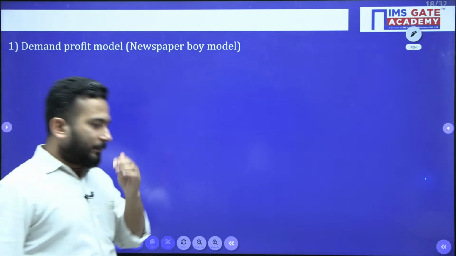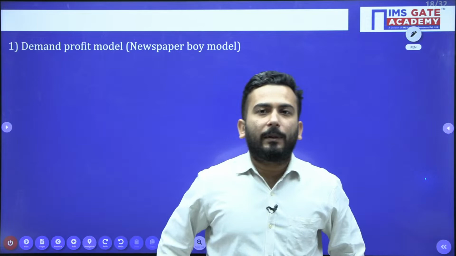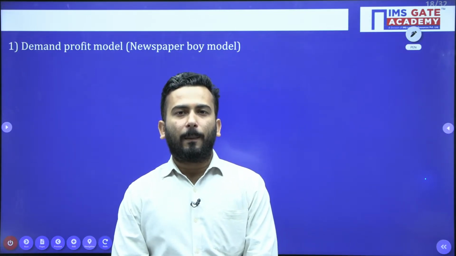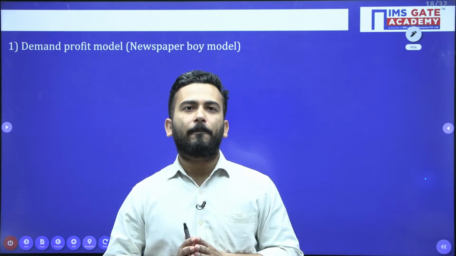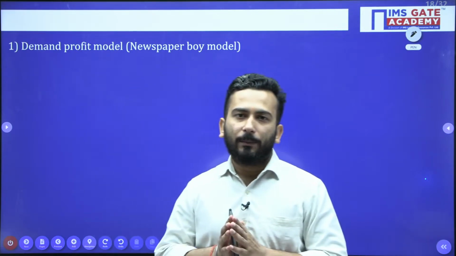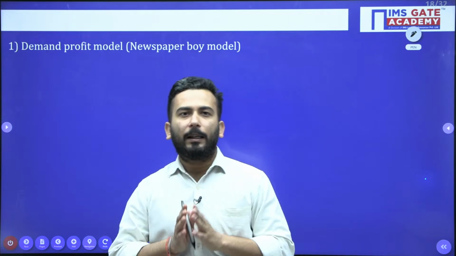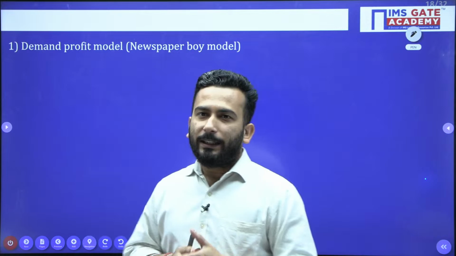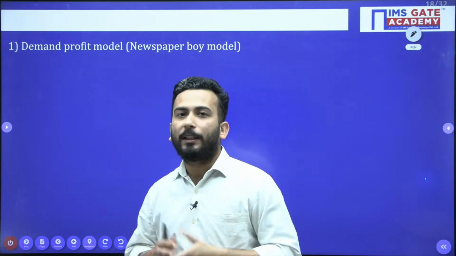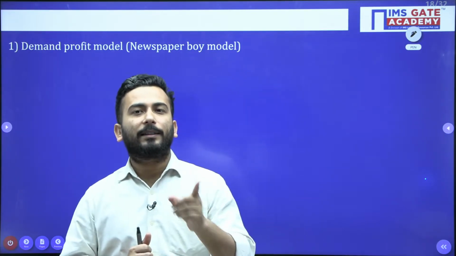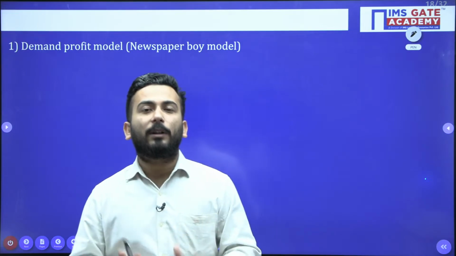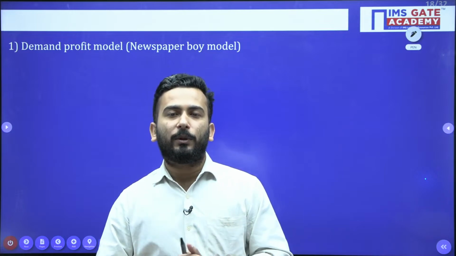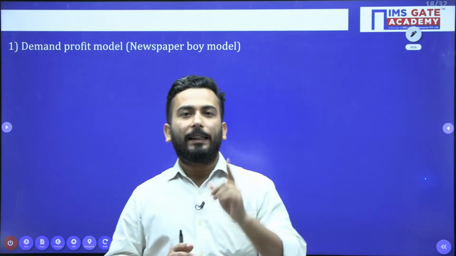Okay. See, if you have studied probabilistic model, my dear friends, there are two models in probabilistic model. What are those two models? The two models are, one is already written, the demand profit model, newspaper boy model, and another is the service model. And I am sure that all the students face confusion, face problem in service model.